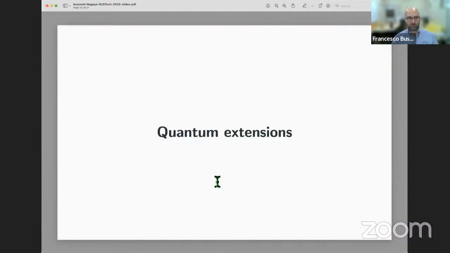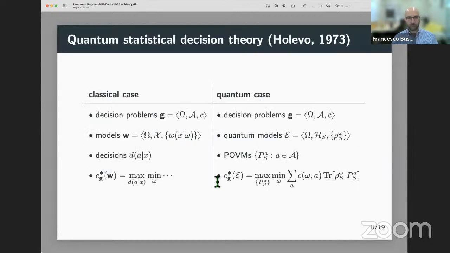Okay, so let's see some quantum extensions for this. You can derive many quantum extensions, of course, but let's start from the most straightforward one, which uses the formulation of quantum statistical decision theory given by Holevo in 1973. So here you have the notions in the classical case. You have a decision problem, a quantum statistical model, a decision function, and then you have the max-min expected payoff C star G. I didn't write it here because there is not enough room.